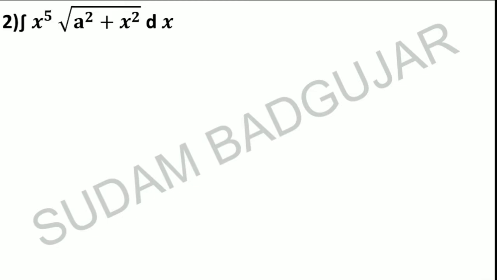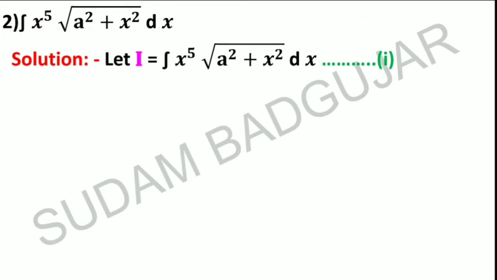Now you have to observe the second equation from your text, question number 2 from your text. Integration of x raised to 5 into under root of a square plus x square into dx. Let I is equal to the given integration, which is more complicated. We cannot multiply this, we cannot simplify this, so you must apply the substitution method. What is substitution? Yes, you are right. Put t is equal to a square plus x square.